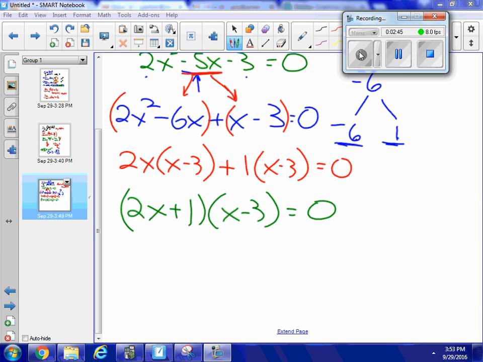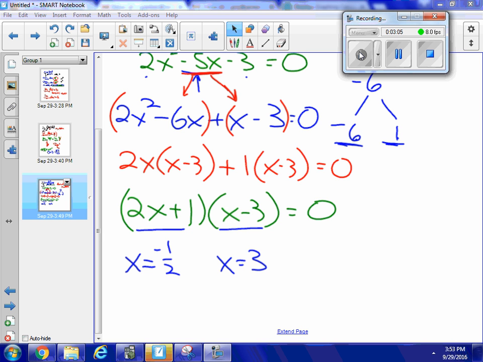Now we're going to use the zero product property. To make this equal to 0, x would be equal to negative 1/2. And to make this equal to 0, x would be equal to 3. So those look like my two possibilities for vertical asymptotes.